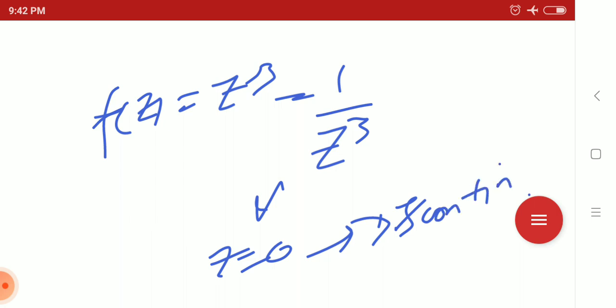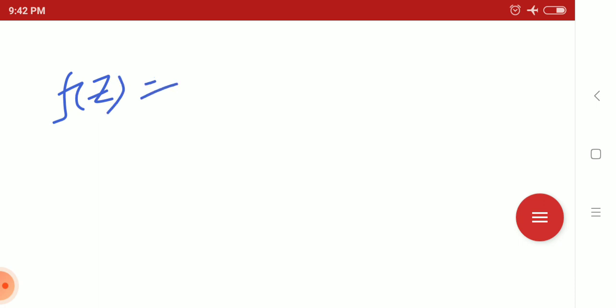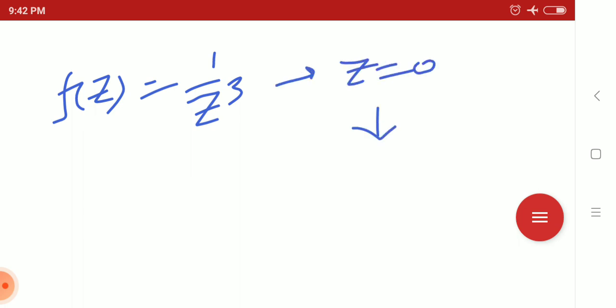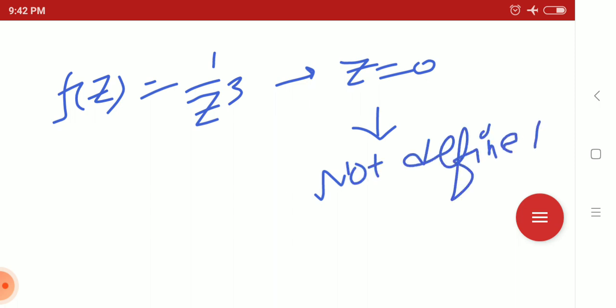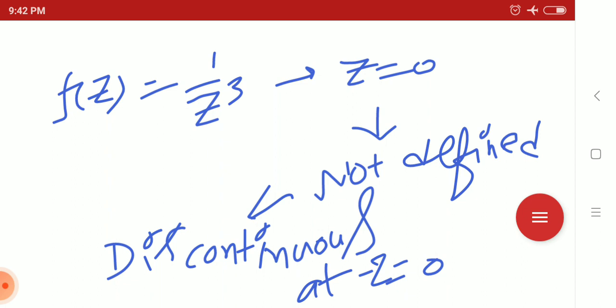When it is not defined, let me write more clearly. Suppose f(z) equals 1 by z cubed, meaning z to the power minus 3, a negative integer power of z. That means what? At z equals 0, it is not defined. Whenever it is not defined at z equals 0, it is discontinuous at z equals 0. Whenever it is discontinuous at z equals 0, that means it is not differentiable at z equals 0.